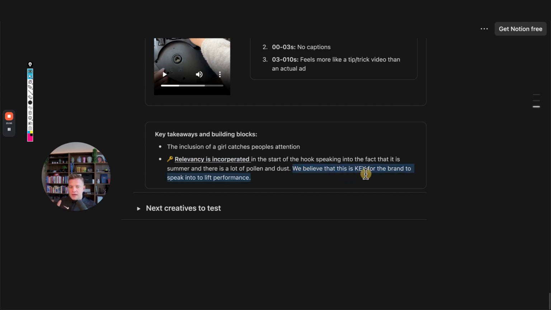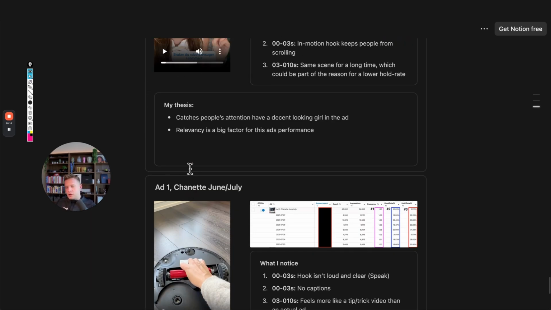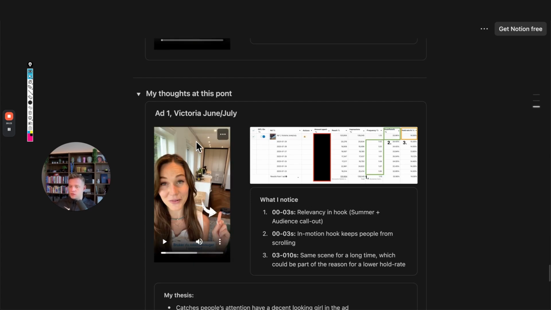And we believe that this is a key message for the brand to speak to the audience and say, you have the ability to increase the lifespan of your robotic vacuum cleaner, or you have the ability to increase its performance. We believe that this is key to have in the hook, that there's some sort of relevancy. Otherwise, you're not going to have people continue watching the video, or take action on it. When we looked into the conversion data on these two ads, these are the ones also delivering the highest ROAS and the highest NC ROAS.